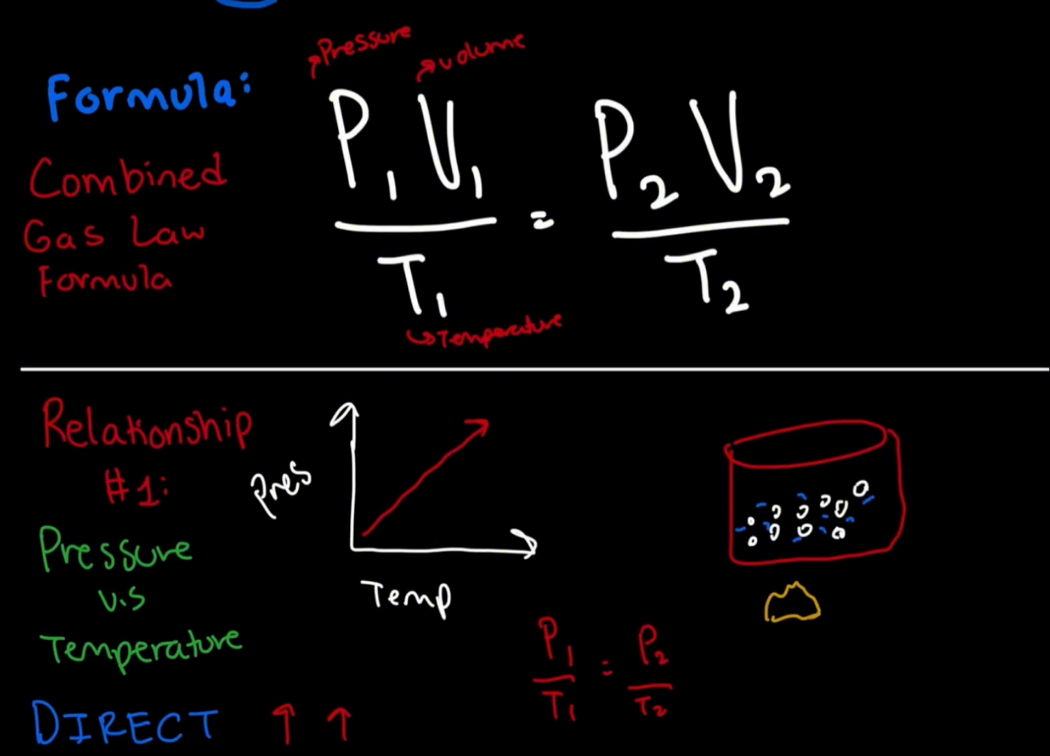It's like a balloon, except the balloon isn't being filled up with air because the volume is changing. But in this case, the volume is staying the same. So that's why we exclude the volume portion of the formula.